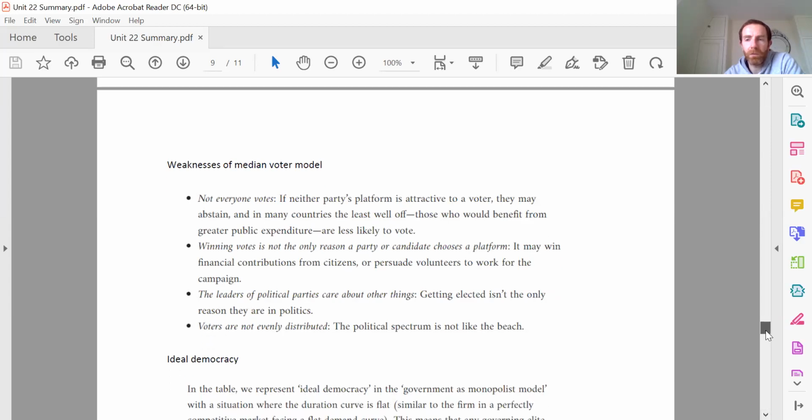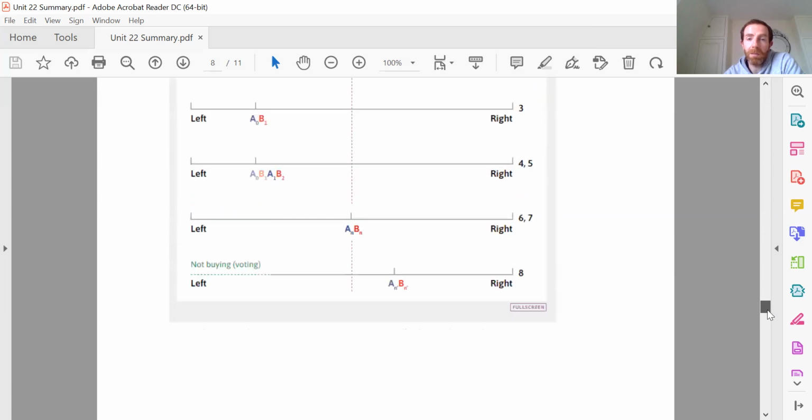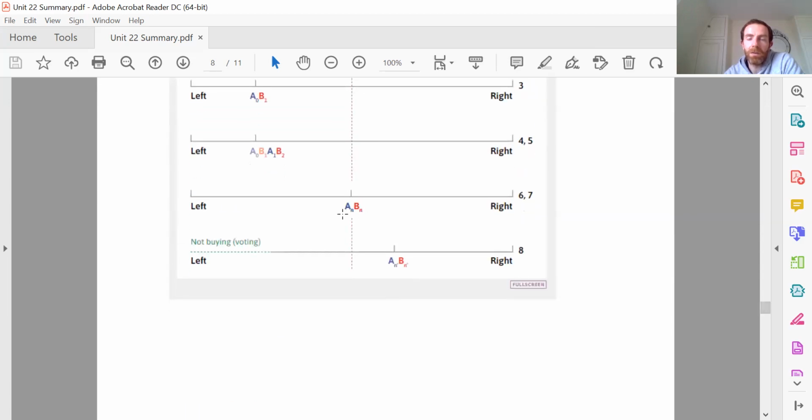Although one thing I should point out, just to make this game theory link, is that this position here, where both parties are in the center, is a Nash equilibrium, because neither party A nor party B wants to do anything different, right? They're both getting, at this point, 50% of the voter share, and a move either way will decrease that. So they wouldn't want to do that. So this is a Nash equilibrium.